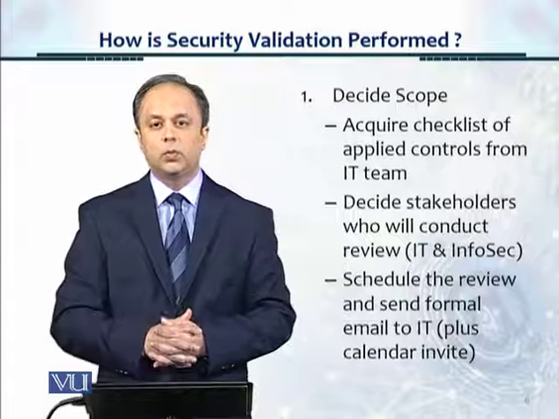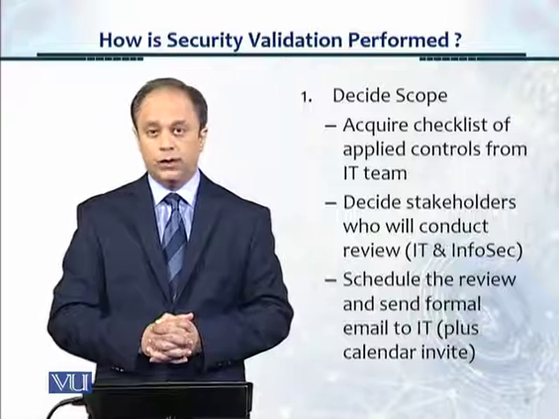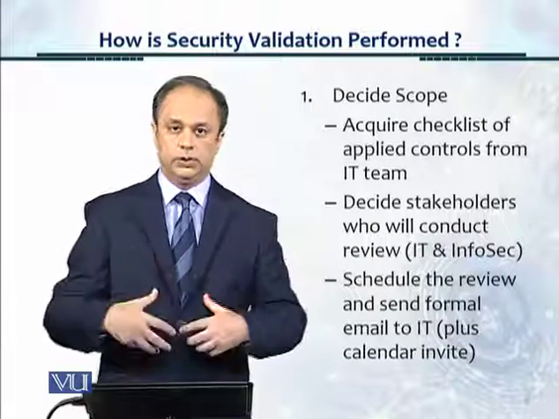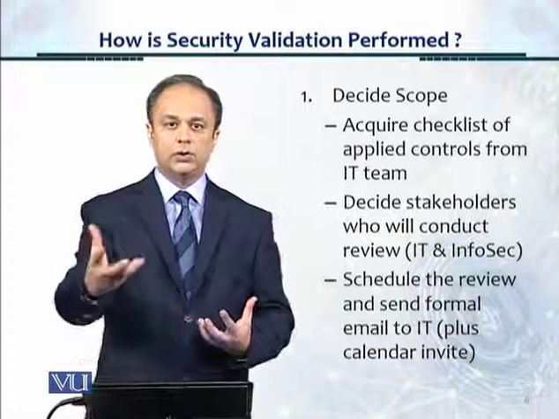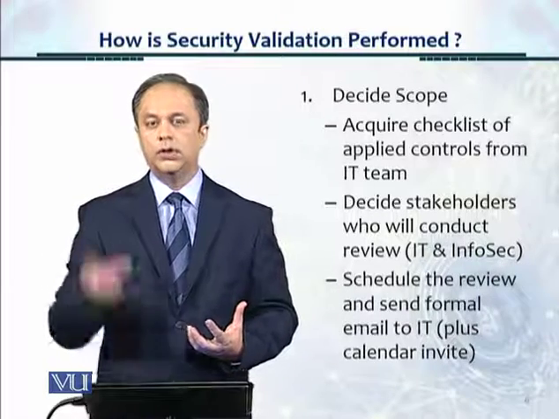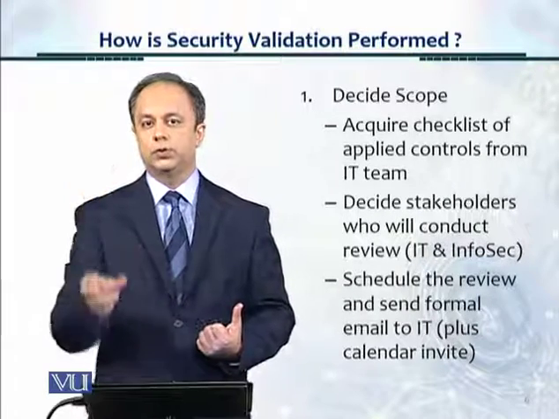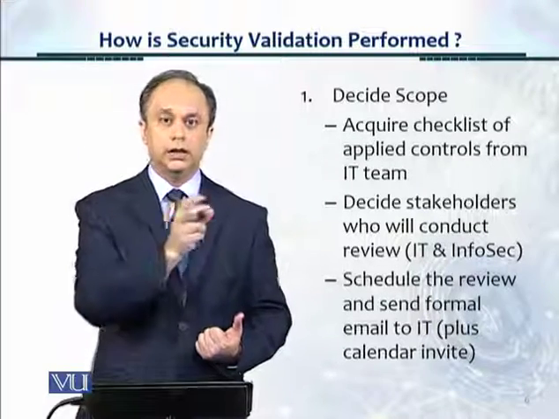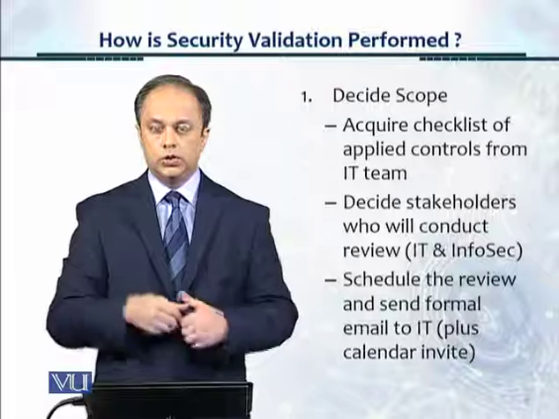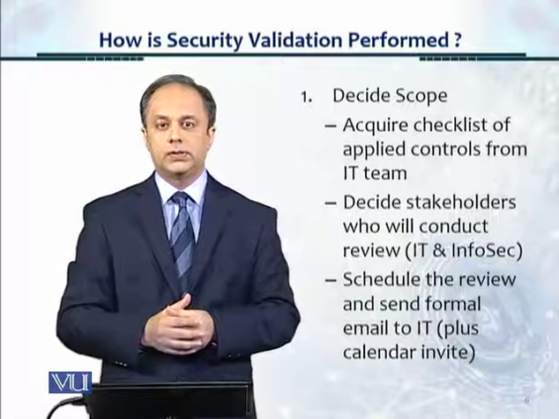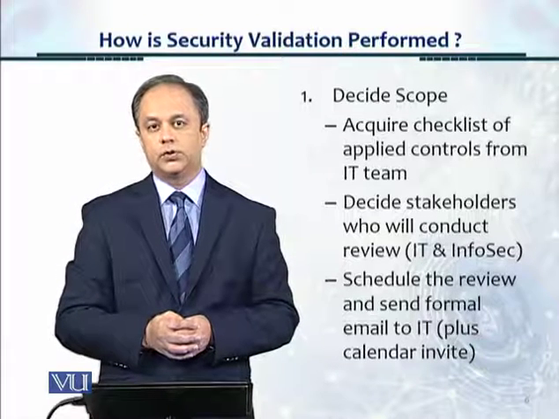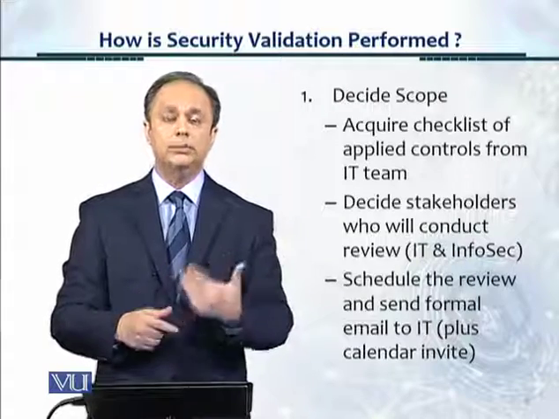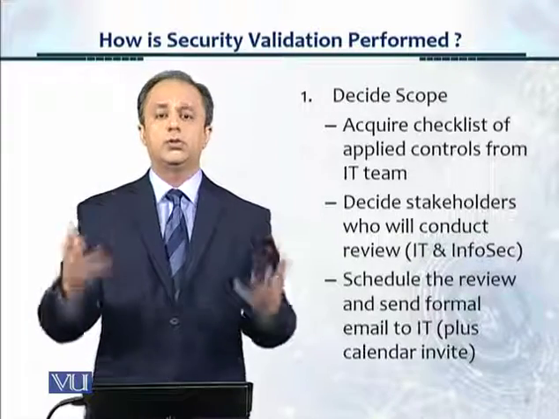Now, in step number 1, decide the scope. What we have to do here is acquire the checklist of applied controls from the IT team. So, we develop the checklist and give it to IT, and they're supposed to fill out a column saying which controls they have applied and which controls they have not applied, and the justification for not applying a control which was in the checklist. So, for example, the CIS Windows Server 2012 security benchmark may have around 200 controls.